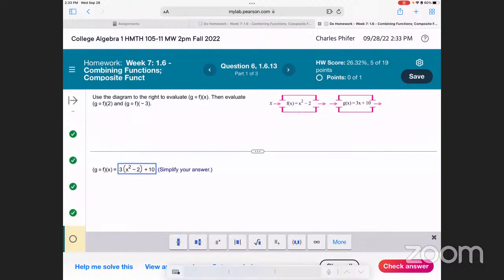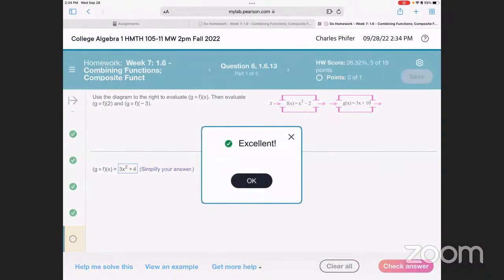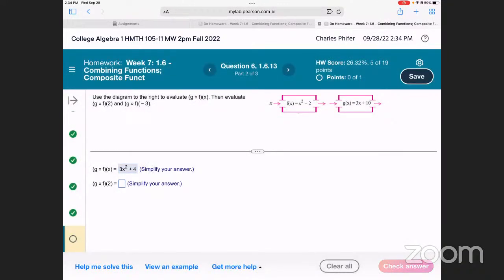If we distribute the 3, we get 3x squared minus 6, plus 10, which is plus 4. Let me get rid of the extra stuff. I think that's it. Now we've got an expression for g of f of x: 3x squared plus 4.